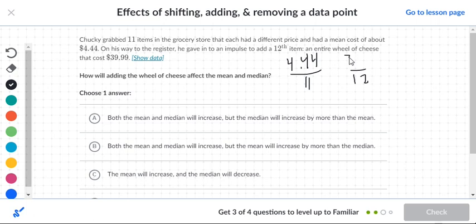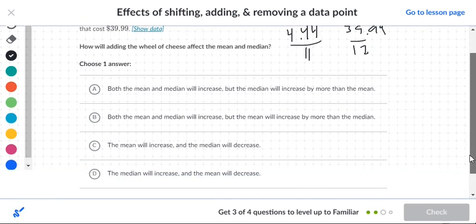Which is actually $39.99. Well, what's going to happen is that if we did write these numbers out from 1 to 12, we're going to have a bunch of $4.44 here, and then we're going to have the $39.99 there. But anyway, when we go right to the middle of it, it's still going to be $4.44. So the median is not really going to change here.